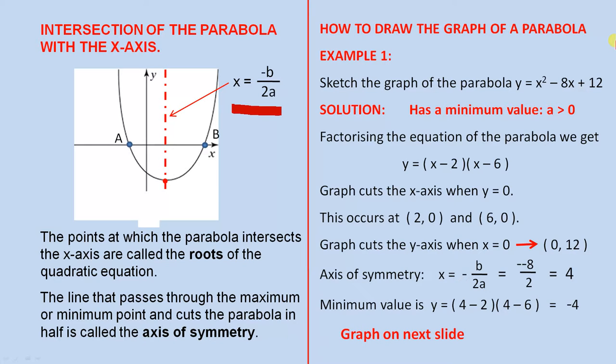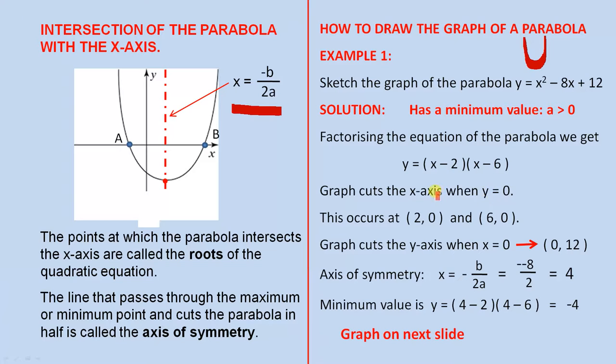How to draw the graph of a parabola. Example 1. Sketch the graph of the parabola y equals x squared minus 8x plus 12. We can see here that a equals 1. So it has a minimum value because a is greater than 0. So we know the parabola is shaped like that. Let's see where it is situated on the number plane. So factorizing the equation of the parabola, we get that expression there. That's quite straightforward. We've seen that many times in earlier videos, how to factorize that expression.